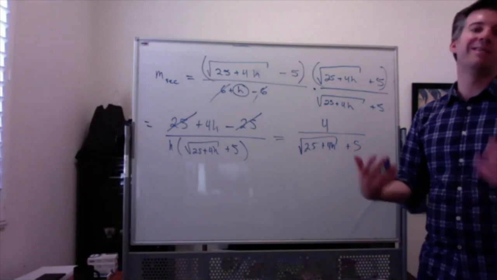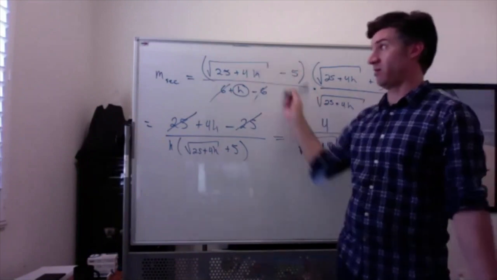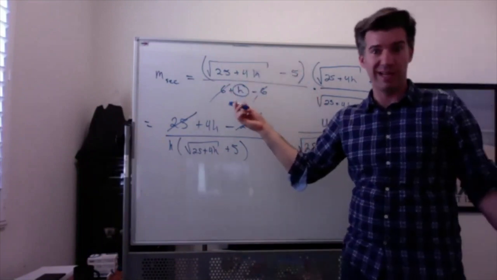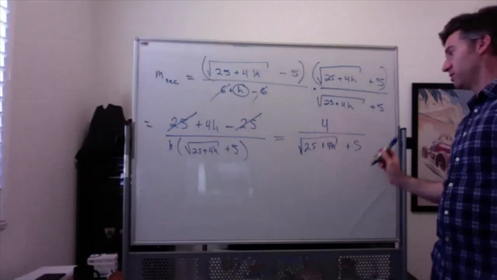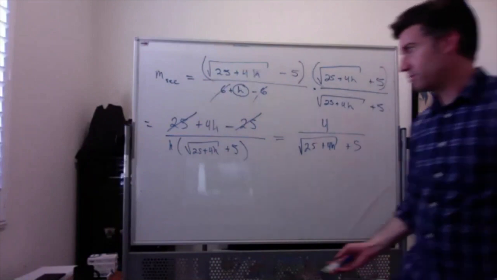Or I should say, it's the simplified slope, right? Because this also technically is the slope. It just doesn't look very nice. Here is our simplified slope of the secant line.